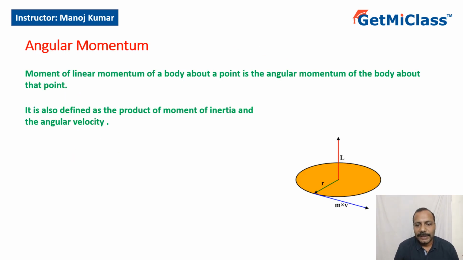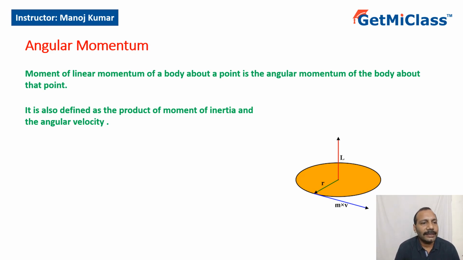Now let's try to understand what is angular momentum. Moment of linear momentum of a body about a point is the angular momentum of the body about that point. So like moment, what is moment? Moment is the product of a quantity with distance. Now we know that moment of force is torque. Similarly, moment of charge is dipole moment. Moment of magnetic pole strength is what? Magnetic dipole moment. So in this way, moment is the product of the quantity and the distance.